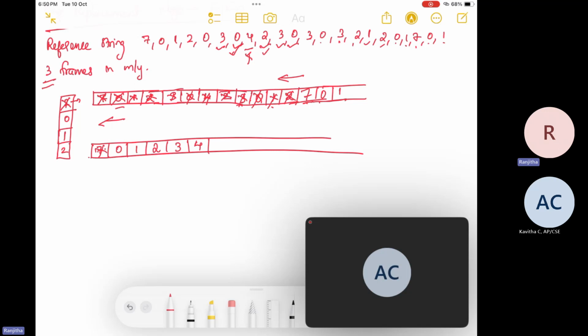Okay, now 2 is there. 3 is referred, 3 is there. 0 is referred, 0 is there. Again 3 is referred, 3 is there, 2 is there, 1 is there, 2 is there, 0 is there, 1 is there, 7 is not there. So 0 will be replaced with 7. Okay, now 0 is not there. So 1 will be replaced with 0, and the last reference is 1. 1 is not there, so 2 will be replaced with 1.